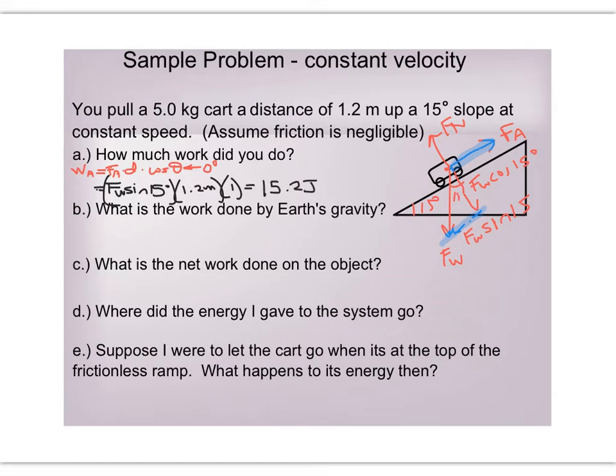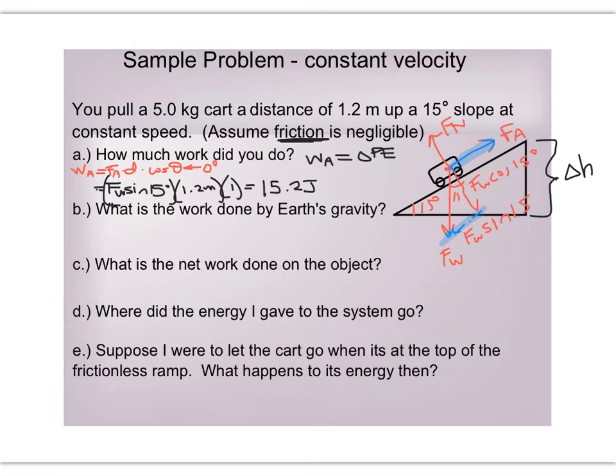Now, I could have also solved that. Since friction was not involved in this problem, we learned earlier that the work done by an applied force is equal to the change in potential energy when there's no friction. And so I could have taken mg delta h, so I would have had to figure out what the delta h was over here, and I would have gotten the same 15.2.